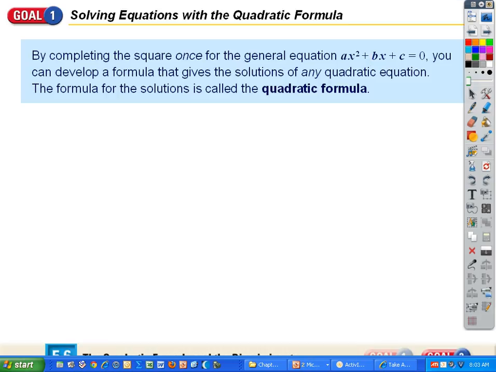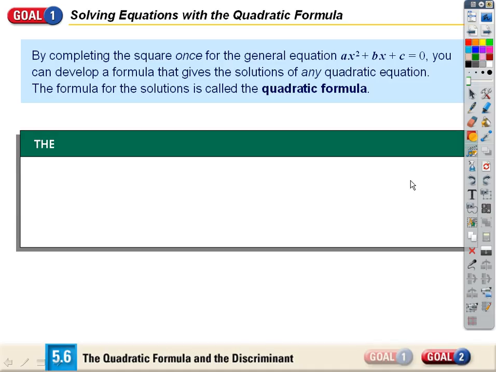We started talking yesterday about our silver bullet, chapter 5, quadratic formula. Any quadratic equation written in standard form, so if it's written like this, ax squared plus bx plus c equals 0, where a, b, and c are just some numbers, then we can always get solutions with the quadratic formula.